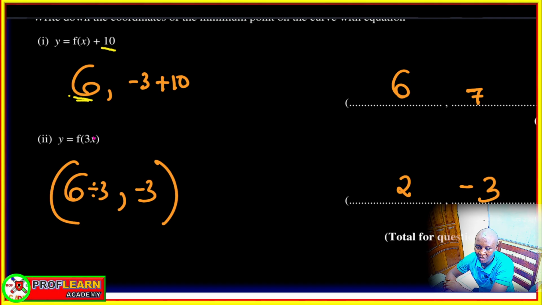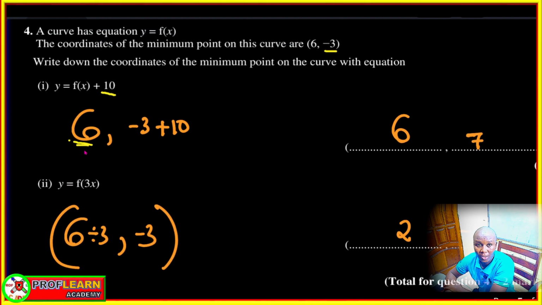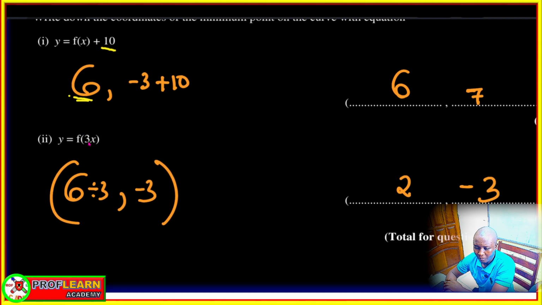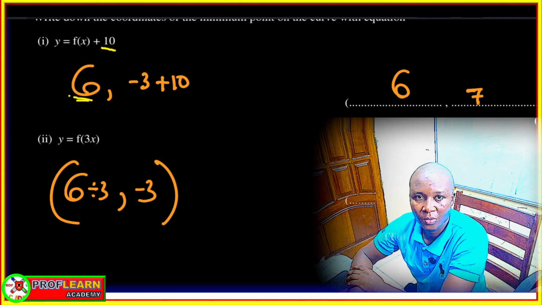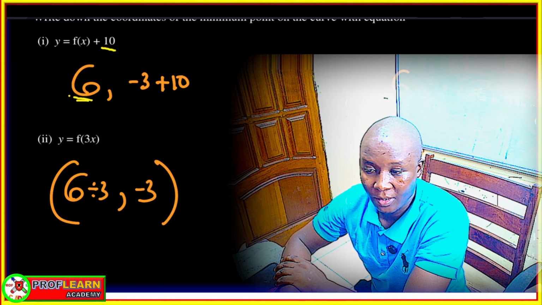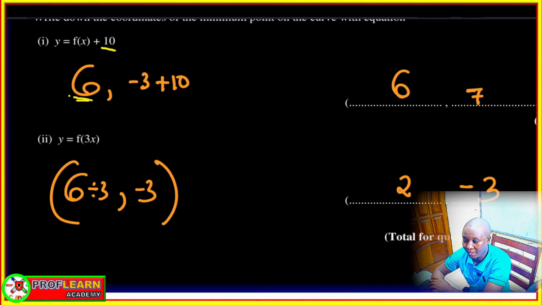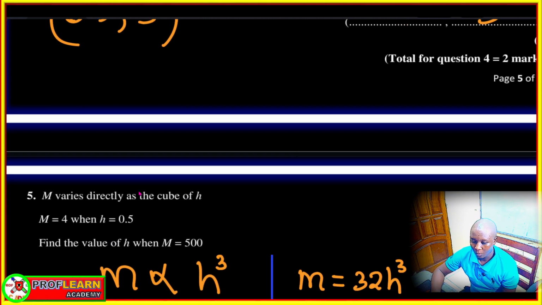But if the change is taking place inside the bracket, only x values are going to be affected. At that given point, if you are told 3 times x, you are going to do the opposite of what the function is telling you, meaning that you are going to divide by 3 instead of multiplying. If it was x minus 3, we would go to the x coordinate and add 3. You just do exactly the opposite.